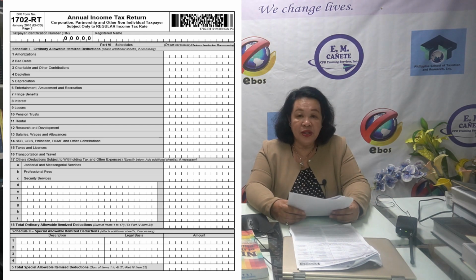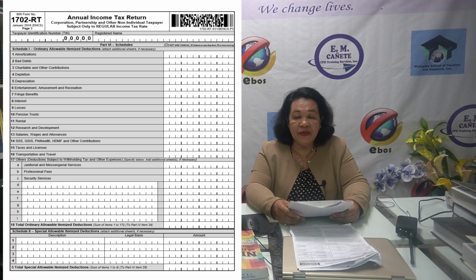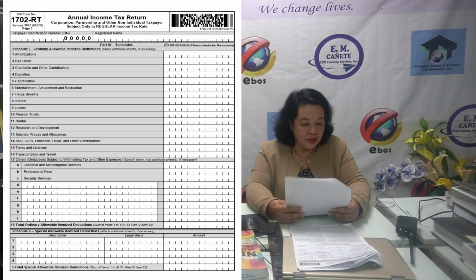Number 10 is the pension trust. This is mandatory, especially for employers with employees. The pension trust covers the benefits that should be given to the employee once they retire. There is already an amount that will pay for their benefits.